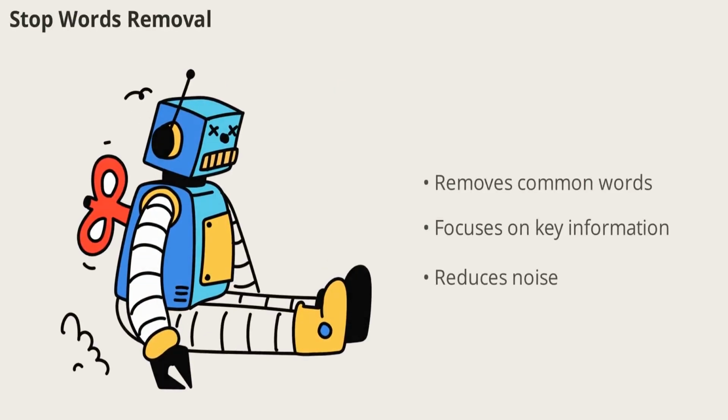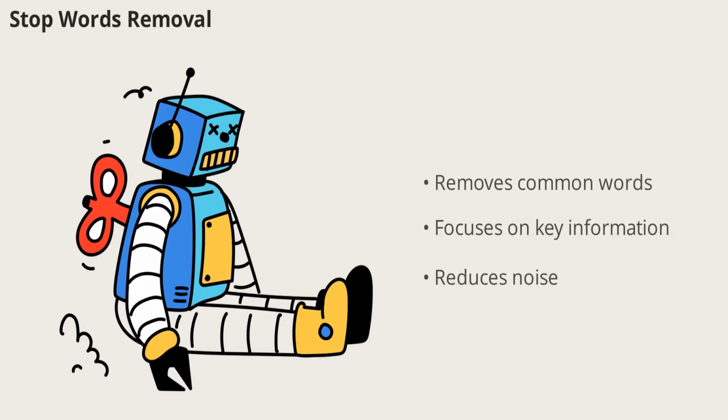Stop words are common words like the, is, and that often carry little meaning. Removing stop words during preprocessing helps NLP systems focus on the most important information in the text. This step streamlines analysis and reduces noise, making it easier to extract valuable insights.